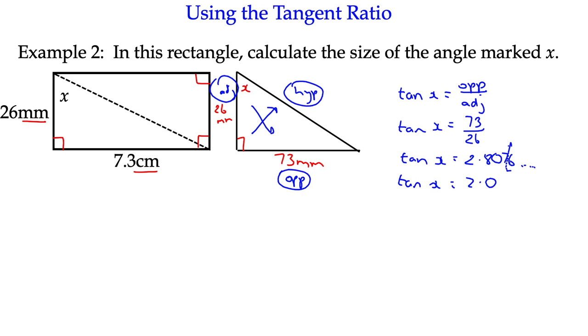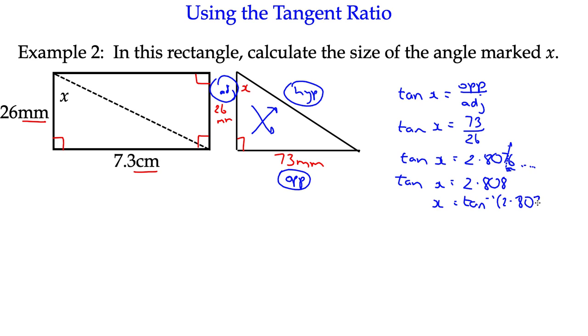So tan x equals, what should it be? 2.80. Well, the 6 says round up, so it's got to be 2.808. Okay, now again, this is different from the other one. We've got to work back. We've got to get rid of the tan here. So this is the type of question where we're going to use inverse tan.